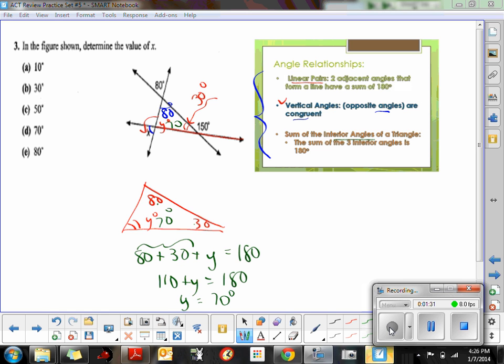So if y is 70 degrees, then x must be 70 degrees because they're vertical angles, so 70 degrees is my final answer.